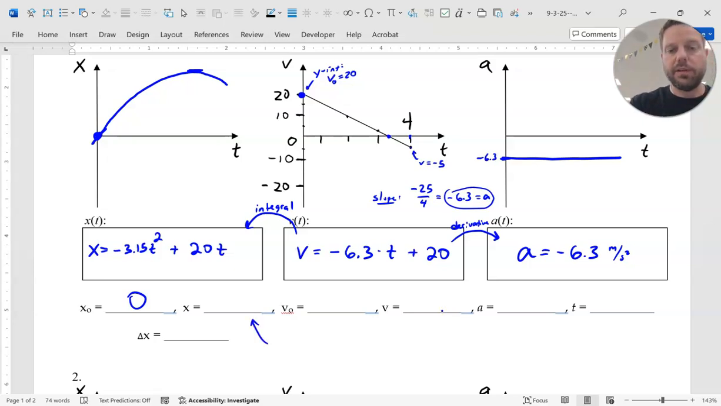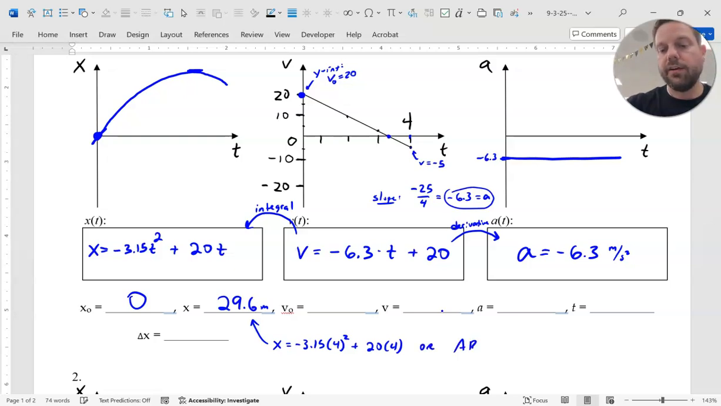Now, I have a couple different ways I can do that. I could use this function, right? X is equal to negative 3.15, and then if my time is 4, I can sub that in for time. And that gives me 29.6 meters.